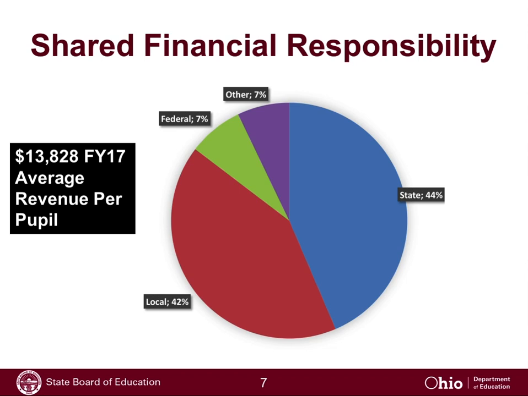While this is the average across the state, you'll have to remember that every single district's pie chart would look somewhat different. A really poor district would have a much larger state piece of its pie. A very wealthy district might have a much larger local share of its pie. And those variations are understood to be appropriate in a system that essentially operates using an equalization kind of approach.